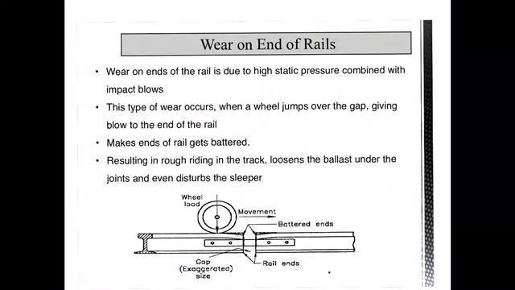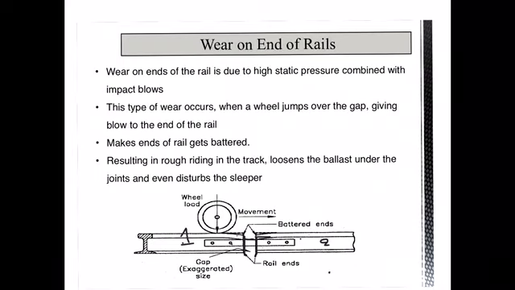Now, what is the next type of rail wear? The next wear is at the ends of the rail. You can see here the first rail section ends at this point, and from here the second rail section starts. Whenever you connect two rails with the help of fish plates and fish bolts, a sufficient gap is provided for expansion.